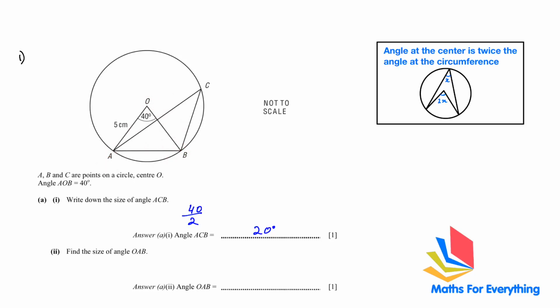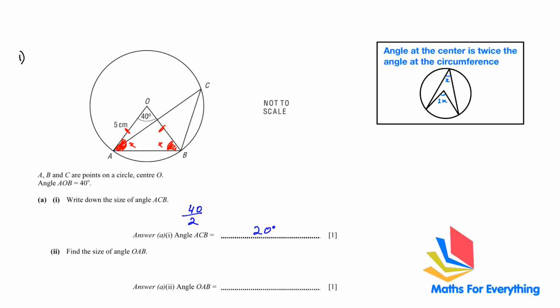This is what we are looking at, this angle. We know that this is a radius and this is a radius. So both the sides are equal, therefore it's an isosceles triangle. In an isosceles triangle, the opposite base angles are also equal. So if this is x, this is going to be x also.